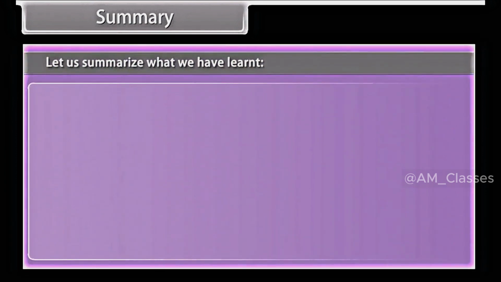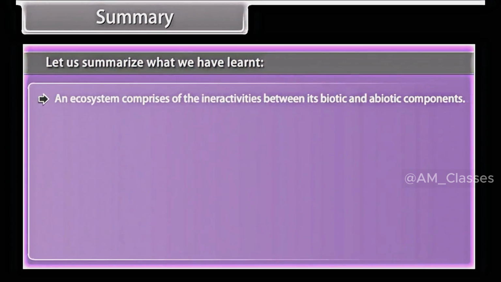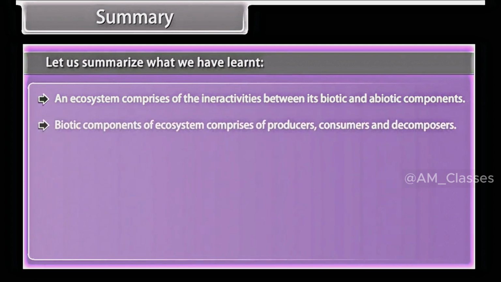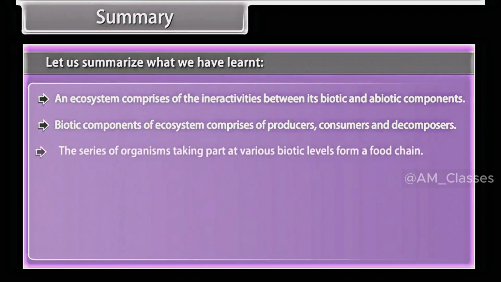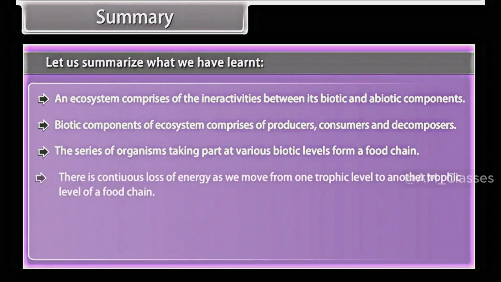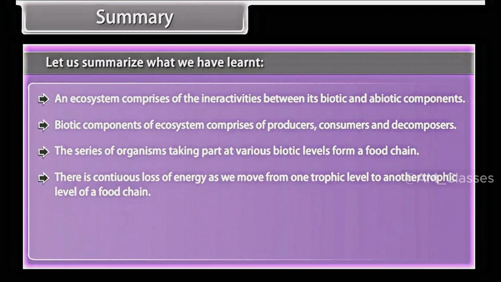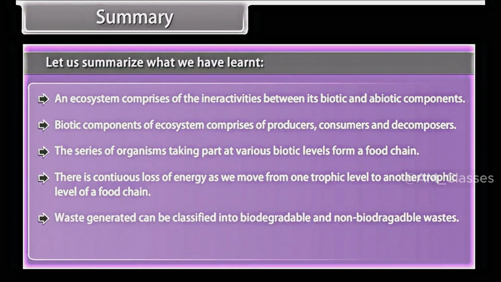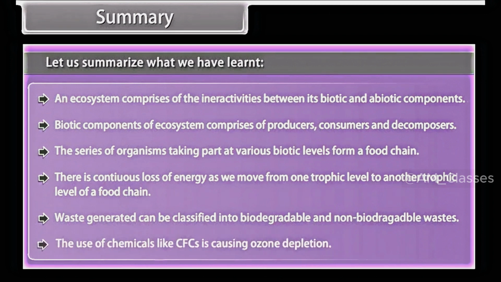Summary. Let us summarize what we have learnt. An ecosystem comprises the interactivities between its biotic and abiotic components. Biotic components of ecosystem comprise producers, consumers, and decomposers. The series of organisms taking part at various biotic levels form a food chain. There is continuous loss of energy as we move from one trophic level to another trophic level of a food chain. Waste generated can be classified into biodegradable and non-biodegradable wastes. The use of chemicals like CFCs is causing ozone depletion.